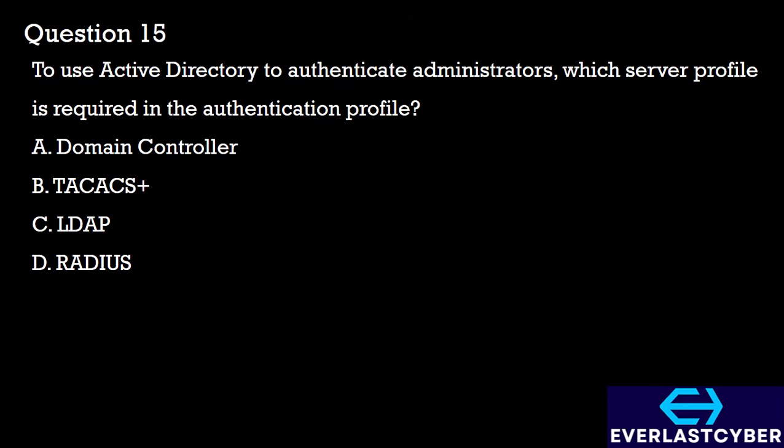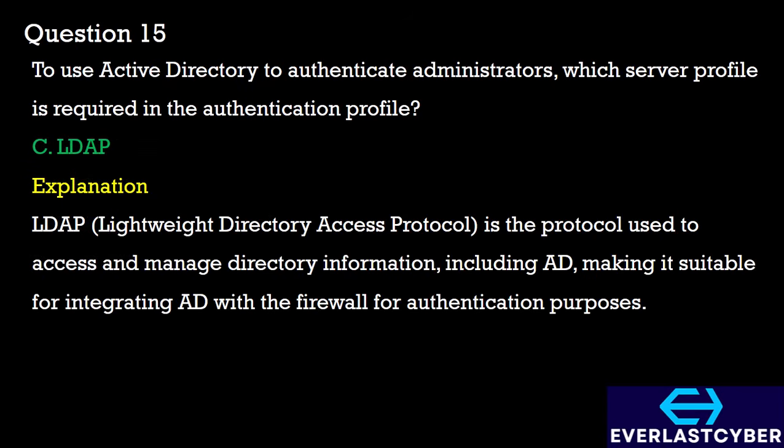LDAP, or Lightweight Directory Access Protocol, is a protocol that is used to access and manage directory information, including Active Directory. So this makes it suitable for integrating Active Directory with the firewall for authentication purposes. RADIUS is another authentication protocol, but LDAP is typically used for direct Active Directory integration, whereas RADIUS would require additional configuration, and it is not as directly tied to Active Directory as LDAP. So with that, we'll be going with option C.